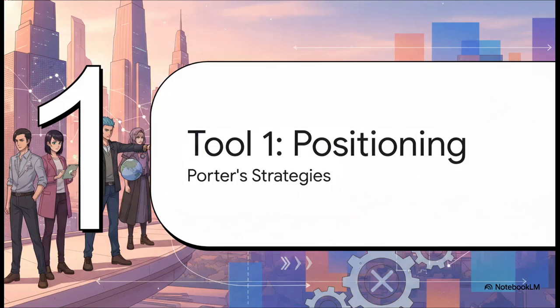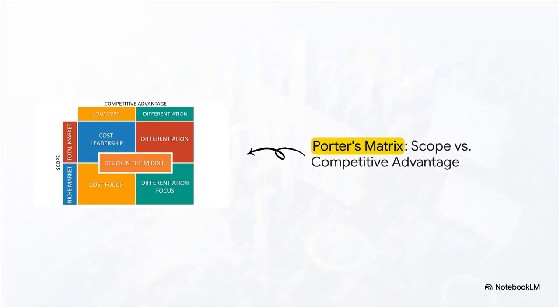All right, tool 1, positioning, using Porter's generic strategies. How exactly does a company position itself to survive in a crazy crowded market? Let's get into it. Strategy actually maps out beautifully on a really simple 2x2 grid. Think of it kind of like a compass.